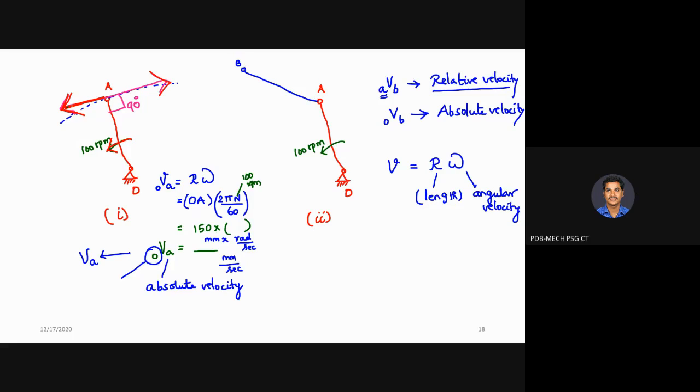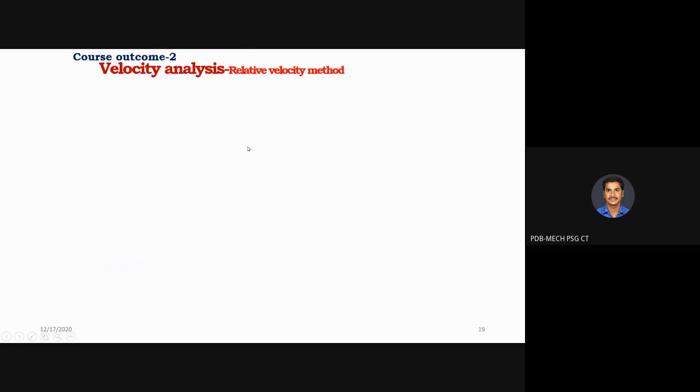Let me draw it in green color. So your velocity vector should be along this direction, not this direction, because the link is rotating in the counterclockwise direction. So for counterclockwise rotation, velocity should be along this direction. If it is clockwise, your velocity vector will be along this direction. Is it clear how to determine the magnitude as well as the direction of the vectors? Yes, sir. Okay, let us proceed with the problem so that you can understand in a better way.